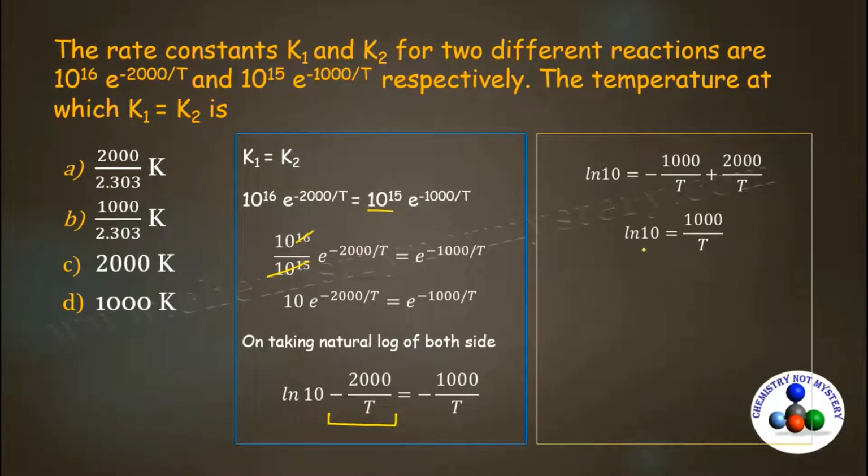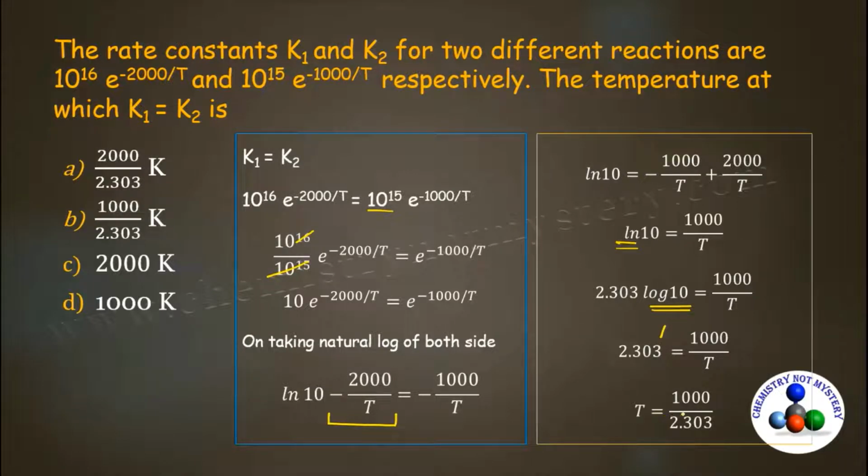Now convert this equation into log to the base 10. So you will get 2.303 log 10 is equal to 1000 over T. Log 10 is equal to 1. So you will get 2.303 is equal to 1000 over T. So from here you can calculate the value of T. It will be equal to 1000 over 2.303. Option B will be the right option for this question. Now come to the next question.